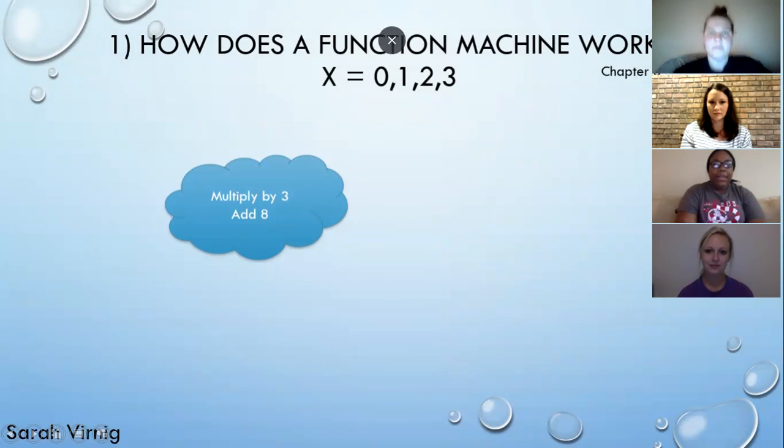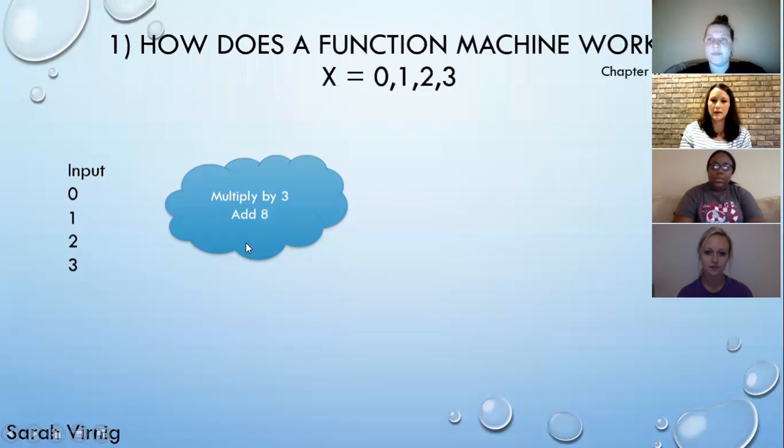Can you tell me how does a function machine work? Yes, absolutely. So here we have it telling us that our X is going to equal 0, 1, 2, and 3. So our rule here is to multiply by 3 and add 8. So our input again is 0, 1, 2, and 3. And whenever we put it in to do our rule right here, multiply by 3 and add 8, on the right side, this is what we're going to get.